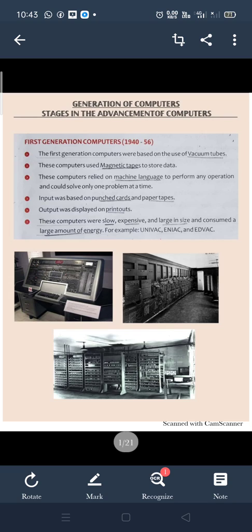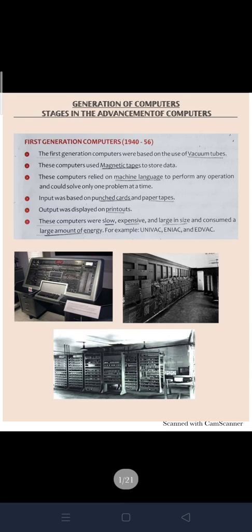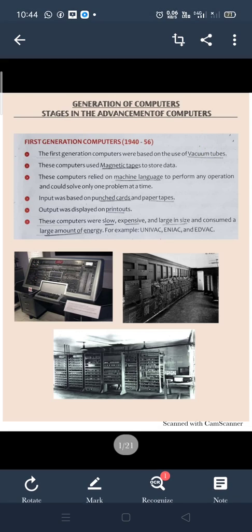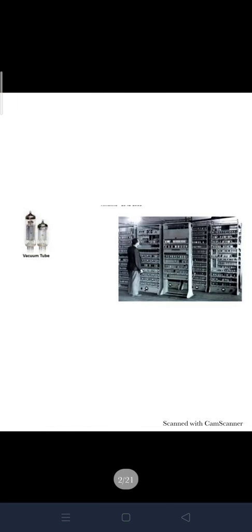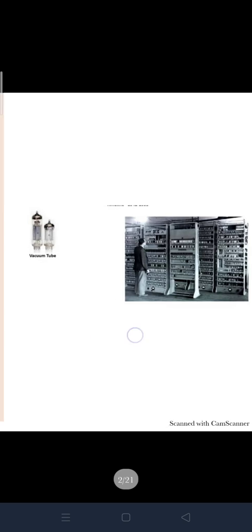First generation: the time period is 1940 to 56. These computers used the technology of vacuum tubes. Let me show you the picture of vacuum tubes. This is a vacuum tube which helps to run these big computers.